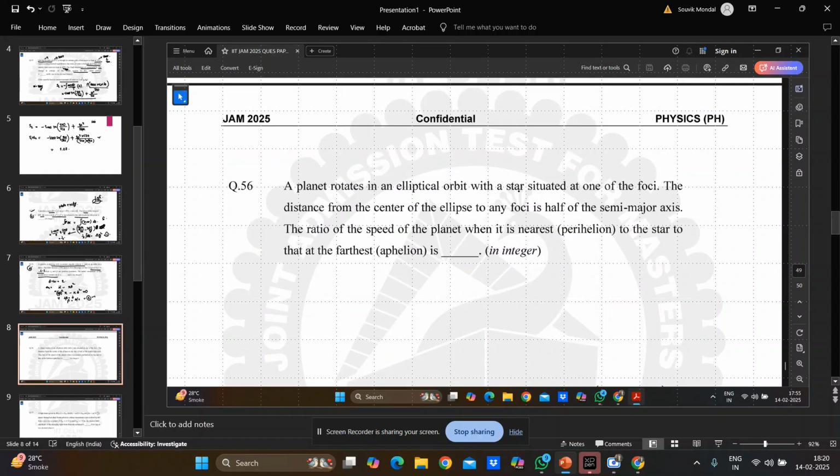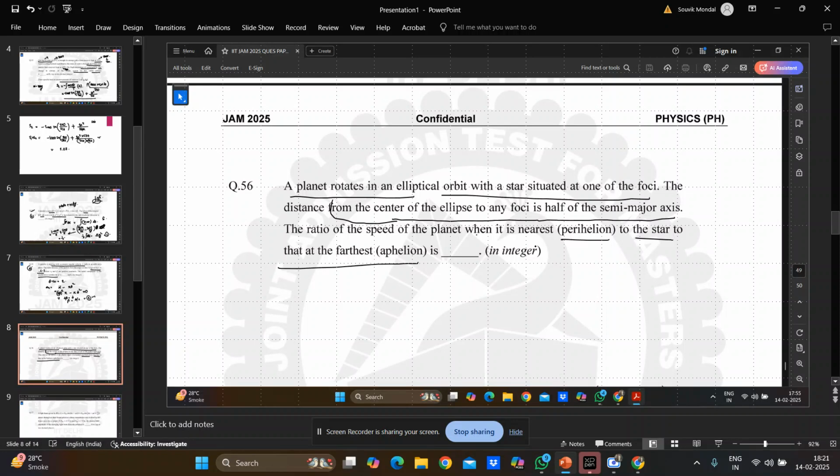Okay, 56. A planet rotates in an elliptical orbit with a star situated on one of its foci. The distance from the center of the ellipse to any focus is half of the semi-major axis. So this language may be a bit confusing. You can pause the video and read the language again and give it a try yourself first. Then I will show you.